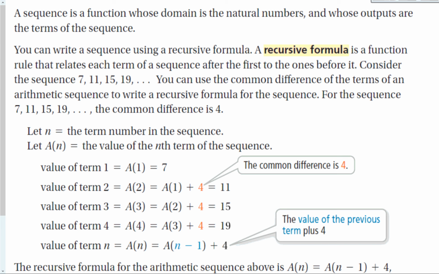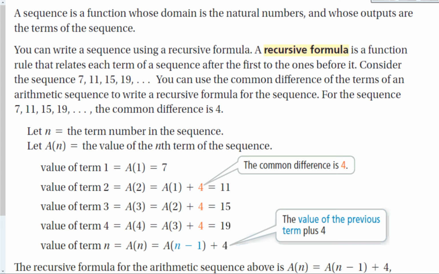Okay. So a lot of stuff here. A sequence is a function whose domain is the natural numbers and whose outputs are the terms in the sequence. And whether or not it is an arithmetic sequence, that's something that we can find out. We can write a sequence using a recursive formula first, and then we'll look at another formula in a little bit. But a recursive formula is a function rule that relates each term of the sequence after the first one to the one before it.